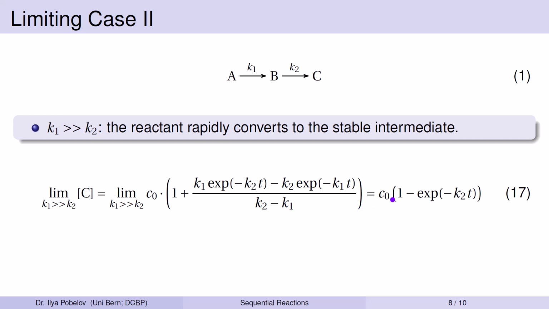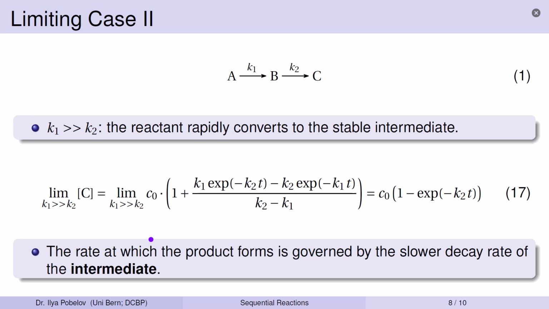The time-dependent behavior of the product concentration is analogous to a first-order decay process, but this time it is of the intermediate B, not the initial reactant A. It means that the rate at which the product forms is governed by the slower decay rate of the intermediate.